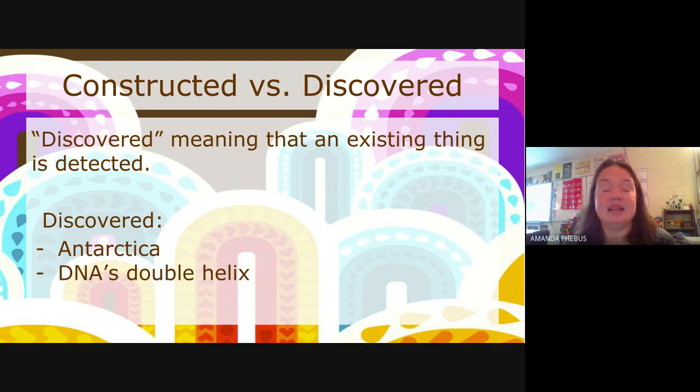Same thing with the DNA double helix. We couldn't see it, it was way too small. But when we got more powerful microscopes, we were able to detect it. It was discovered. We didn't invent the DNA double helix, we didn't invent Antarctica. So that's the difference between something being invented or constructed versus being discovered.